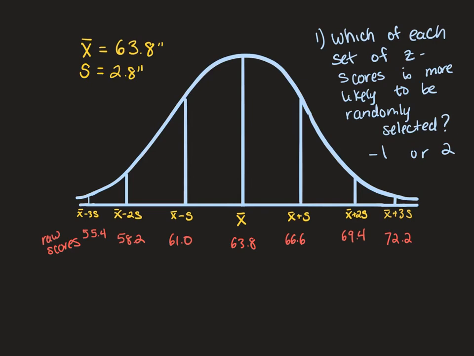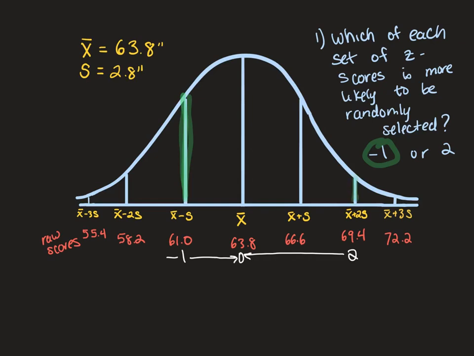Let's start with a z-score of negative 1 versus a z-score of 2. Which is more likely to be randomly selected? You should have picked a z-score of negative 1 because it is closer to the mean, or closer to being 0. A z-score of 0 is the one that's the most likely to be randomly selected. You can see that the location of a z of negative 1 has a taller corresponding location in the curve compared to that corresponding to a z-score of 2.